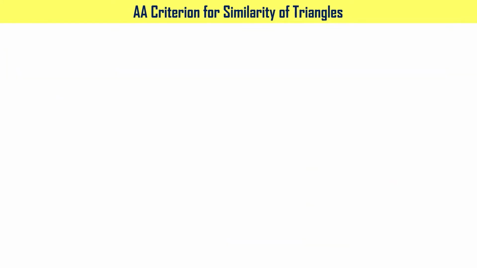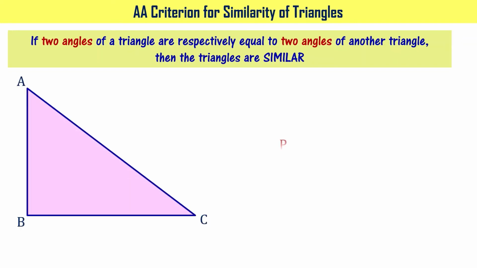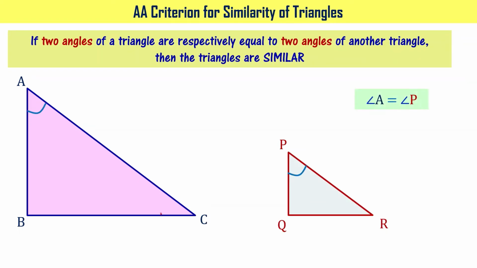Now let's quickly look at the double A criterion of similarity of triangles. It is stated as follows. If two angles of a triangle are respectively equal to two angles of another triangle, then the triangles are similar. We have seen in the case of triangle ABC and triangle PQR, angle A equal to angle P and angle C equal to angle R. Hence, as per the double A criterion of similarity of triangles, we can say that triangle ABC is similar to triangle PQR.